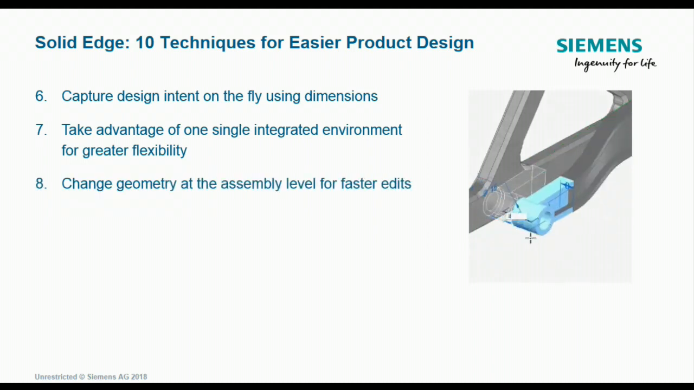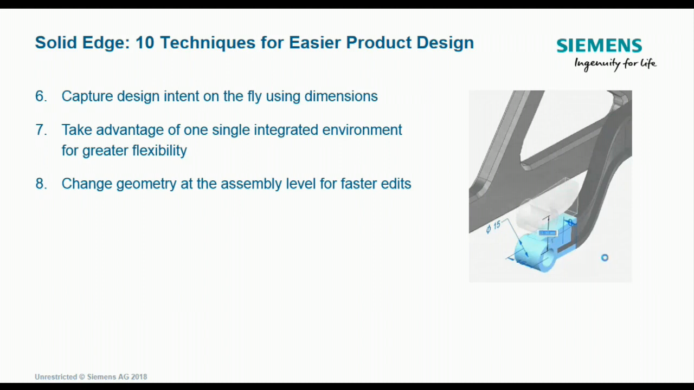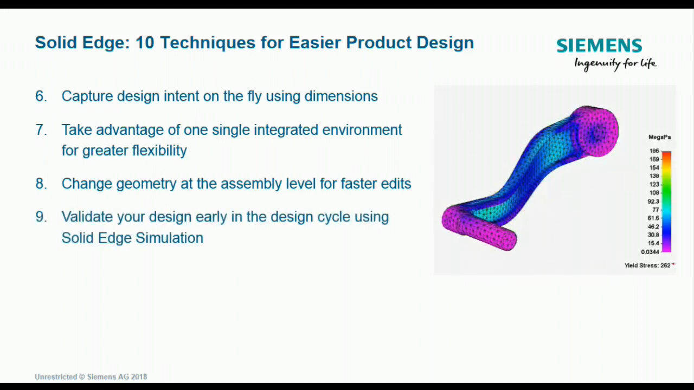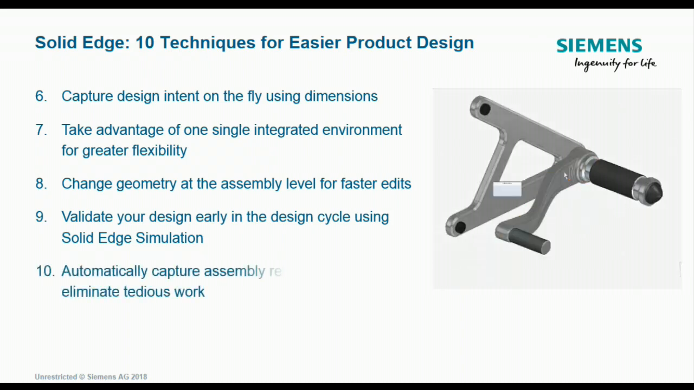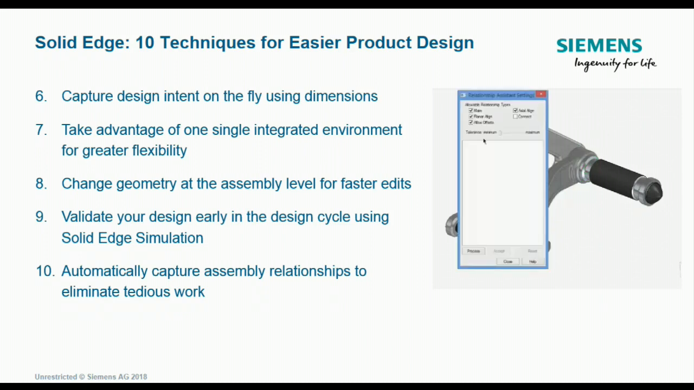Change geometry at the assembly level for faster edits. Multiple components can be edited at once without the need to modify them one by one. Validate your design early in the design cycle using Solid Edge simulation and avoid costly mistakes down the line. And finally, automatically capture assembly relationships to eliminate the tedious work of applying them manually to every component.